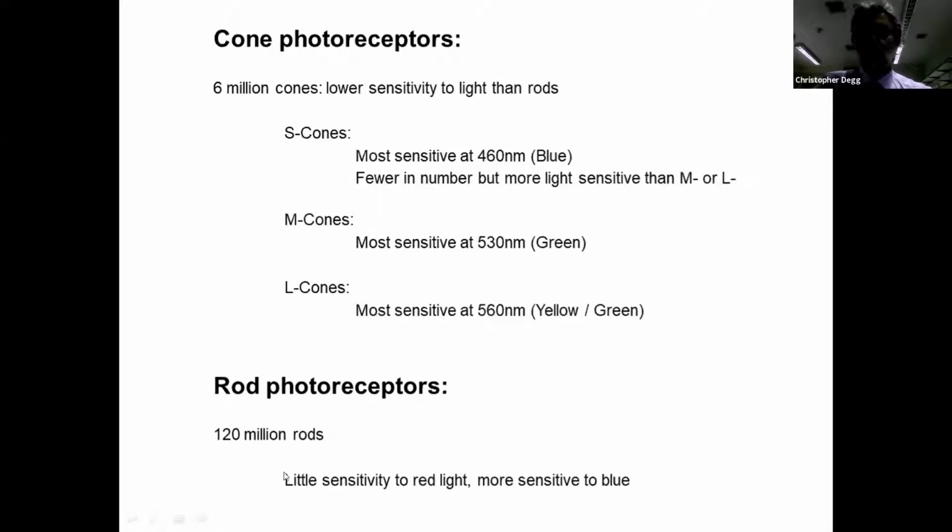There's far more rods than cones, but the cones are better in daylight or room light. The rods are better in very dim light. So if you can see in colour, you're using your cones. If you wake up in the middle of the night and look around your bedroom, you'll be using your rods.